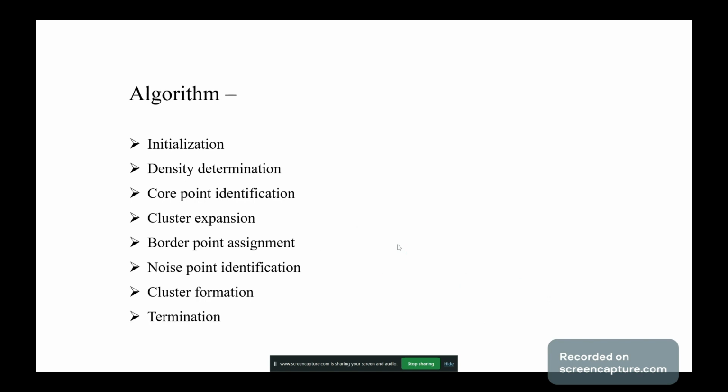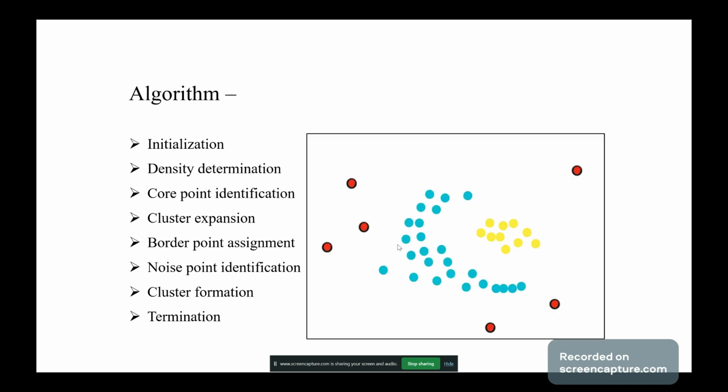Number 8, termination. The DBSCAN algorithm terminates once all the data points have been visited and assigned to clusters, classified as noise points, or remain unvisited. At this point, the algorithm outputs the identified clusters along with any noise points.